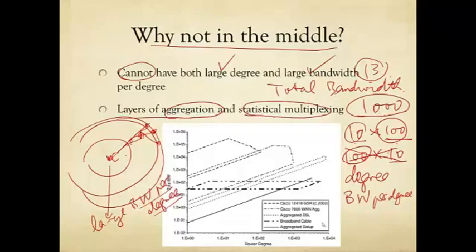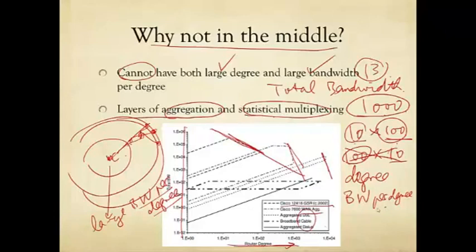Here's a typical chart showing some of the state-of-the-art in 2002 Cisco core routers, and some of the aggregators, and some of the edge switches. On the y-axis is the total bandwidth, and the x is the router degree in log scale. You can see that there is some performance boundary that says the total bandwidth is already fixed. As you increase the node degree, you're going to suffer in the bandwidth per degree.